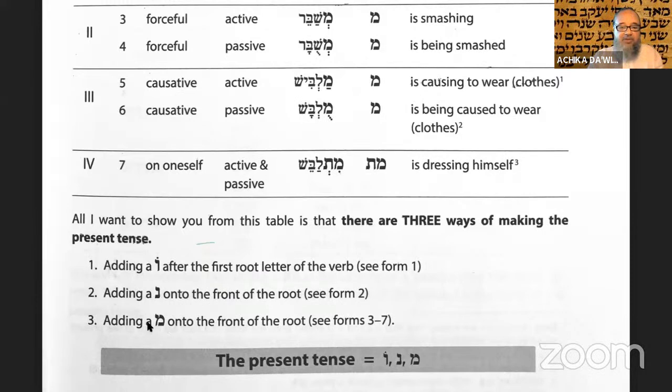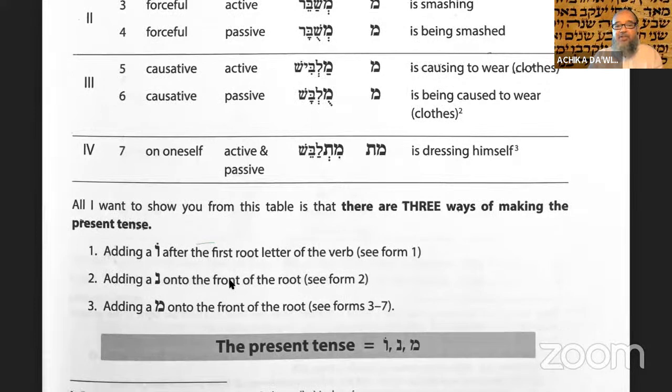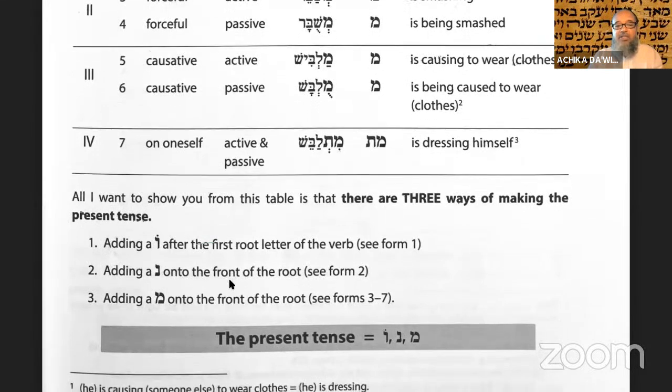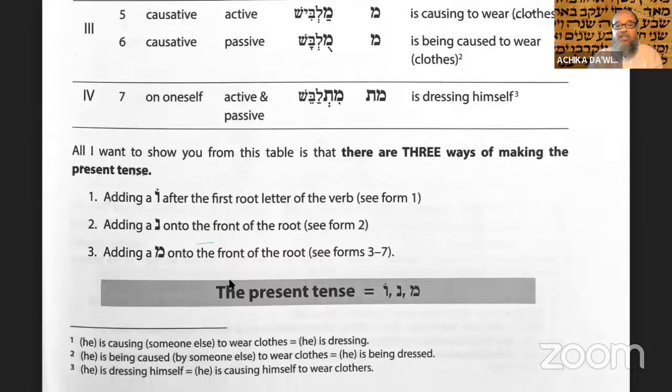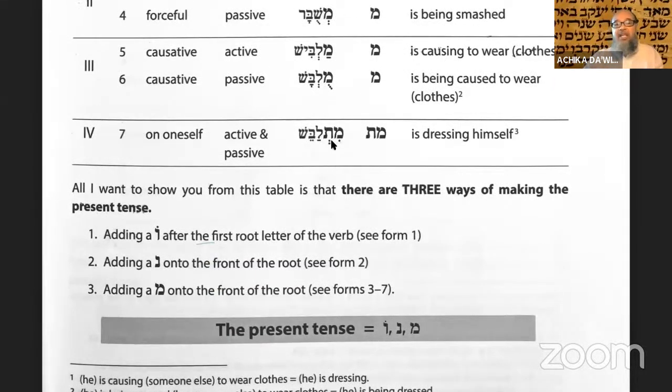Great answer. And of course, the last one is he dresses himself. The mem added onto the front of the root. There he's dressing himself. He's causing himself to wear clothes. Okay. And all they've done is they didn't add this tav right here. They just added the mem and they combined it together. And so it would be mith lavesh. Okay. Just like you would have yith lavesh.